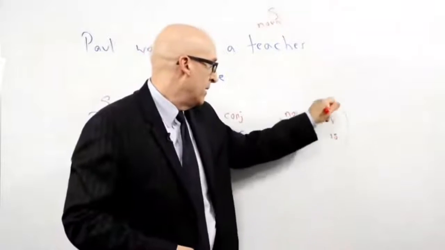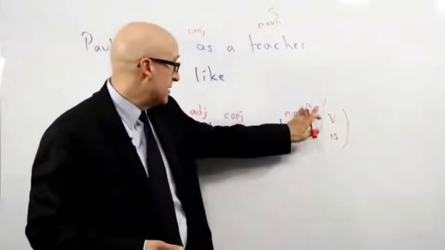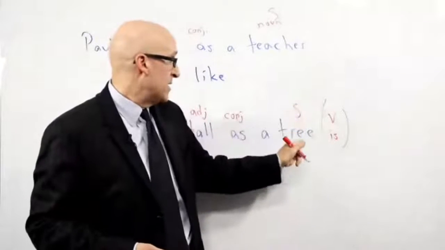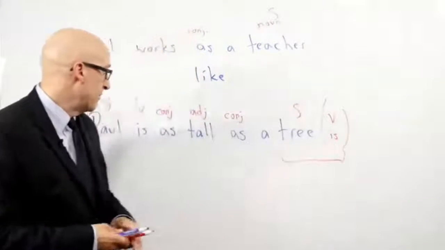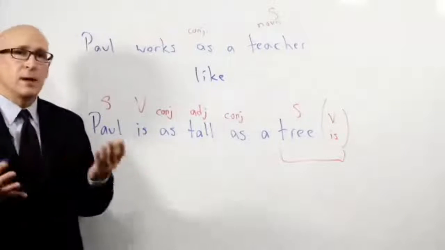Right? And that's a verb. But it's implied. Okay? And if that's the case, then we do have a subject and a verb. We do have a clause. So we use this structure, this form, to communicate a comparison.